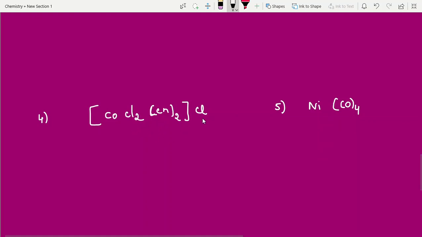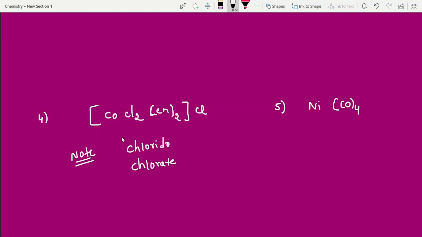[Co(en)2Cl2]Cl. See here, two ligands are there. This is the cationic complex. This is cation, this is anion. Note this point, students: I have two types of chlorine. Inside, the chlorine we write as chlorido. Outside, it is a negative ion ending with -ide, chloride. So inside chlorine we write chlorido, outside chlorine we write chloride. Okay, keep it in mind.